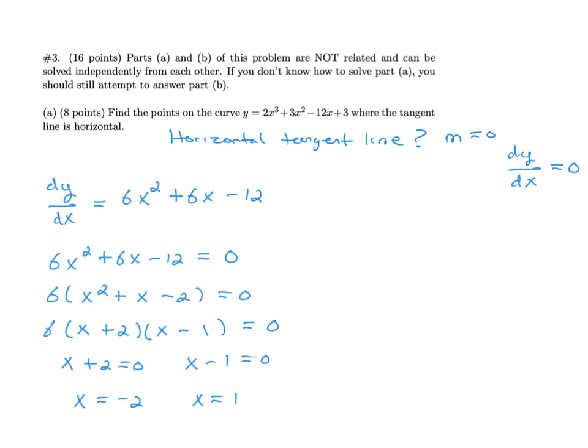So those are the x values where on this graph there should be some type of horizontal tangent. It asks for the points. So for x equal to negative 2, we should figure out what the corresponding y value is. That is equal to 2 times negative 2 cubed plus 3 times negative 2 squared minus 12 times negative 2 plus 3. Okay, negative 8, negative 16. So we got negative 16.